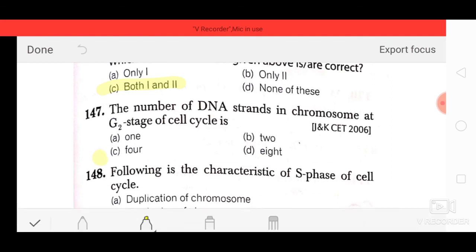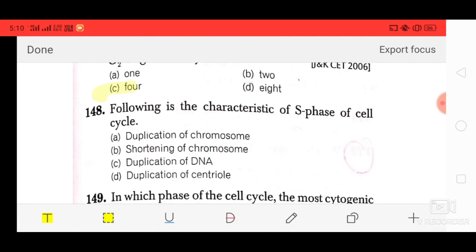Now the next question is, following are the characteristics of S phase of cell cycle. Options are A duplication of chromosome, B is shortening of chromosome, C is duplication of DNA, and D is duplication of centriole. And the correct answer of this question is option number C, that is duplication of DNA.